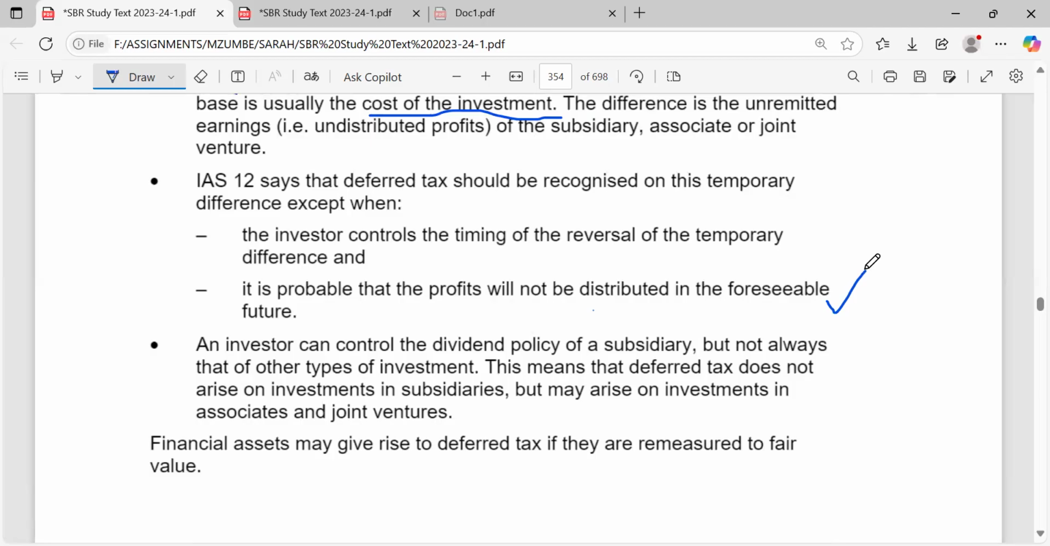Or in case the investor controls the timing of the reversal, the investor can decide. If he controls, they can even decide maybe to take it a lot of years later, right? And you know, the farther into the future, the more the uncertainty, right?